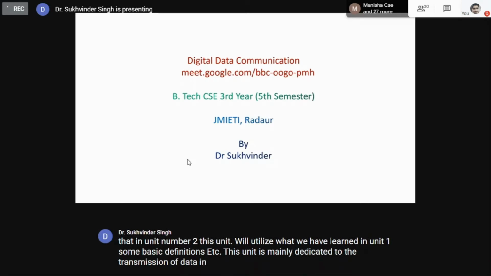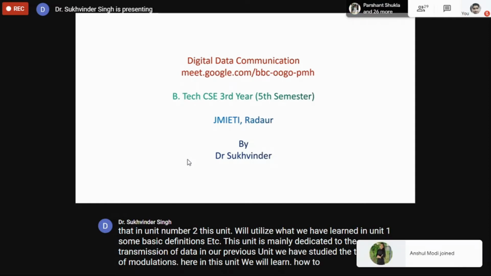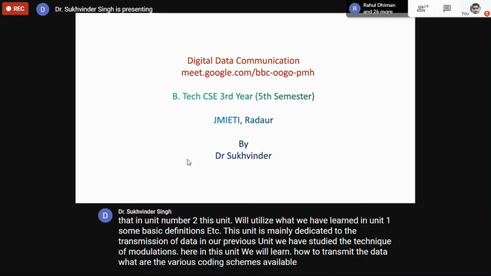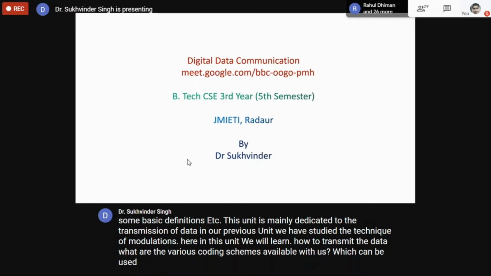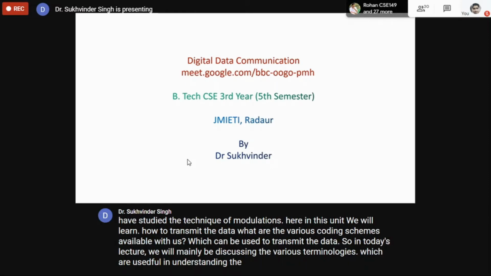In our previous unit, we have studied the technique of modulations. Here in this unit, we will learn how to transmit the data. What are the various coding schemes available with us which can be used to transmit the data? So in today's lecture, we will mainly be discussing the various terminologies which are useful in understanding the mechanism of coding schemes.